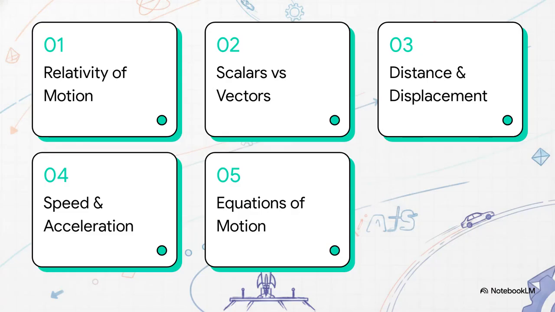Here's the layered blueprint we'll be following. First, the relativity of motion. Then, scalars versus vectors, followed by distance and displacement. Next up is speed, velocity, and acceleration, and we'll wrap it all up by actually deriving the equations of motion.